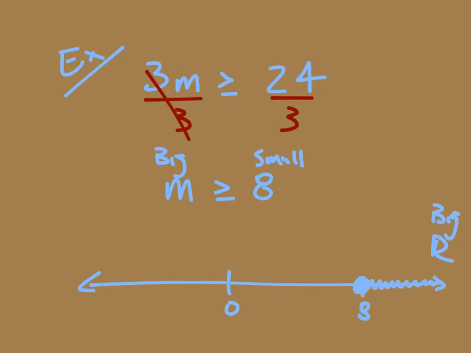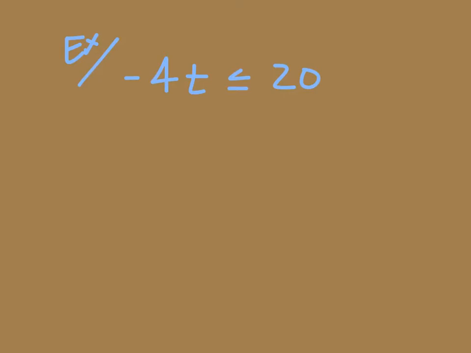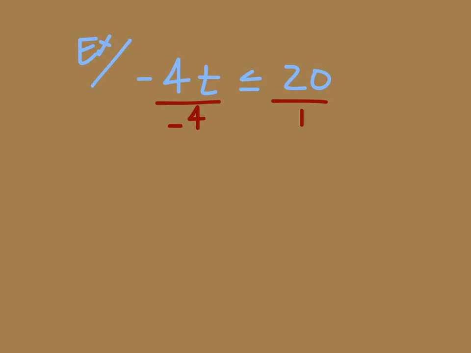Okay, on this next example, I've got -4 times t is less than or equal to 20. If I were to solve this inequality, I just want to do what I would normally do, and that's going to be divide both sides by -4. If I divide by -4, the -4 divides out here. I'm left with t on my left side. And then 20 divided by -4 gives me -5. But then remember, I have to reverse my inequality here. And t is greater than or equal to -5.